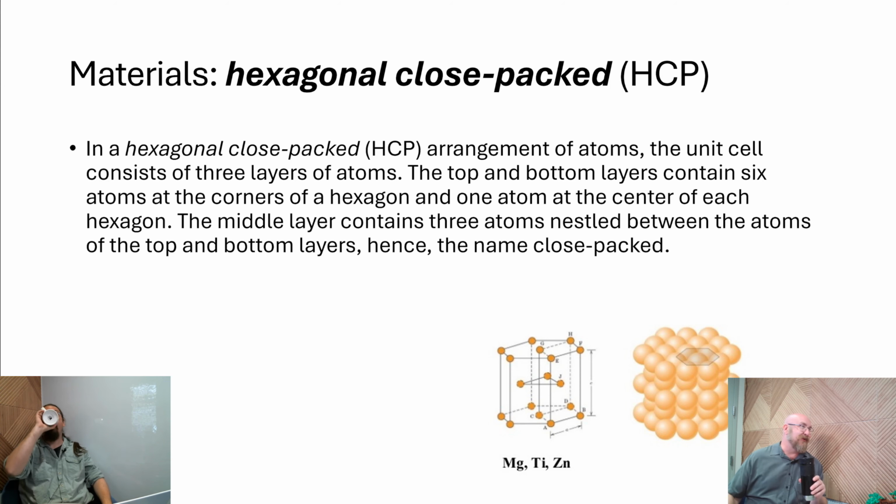I wasn't able to immediately recall what graphite was as far as a crystalline structure. It is hexagonal, but it is not hexagonal close packed.